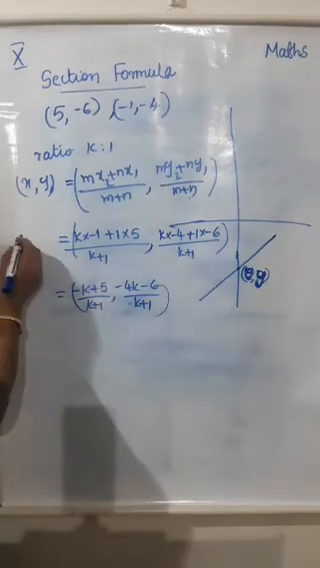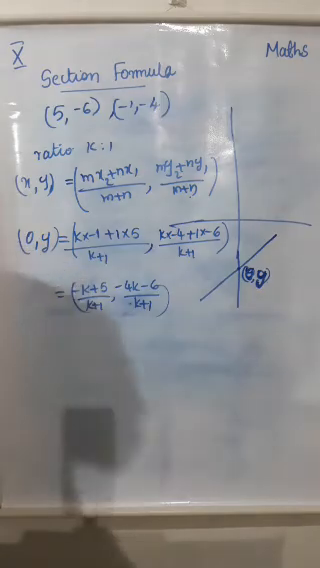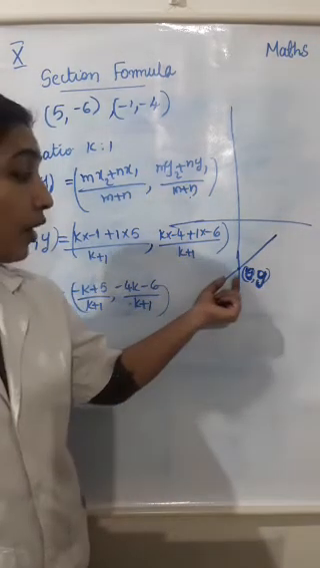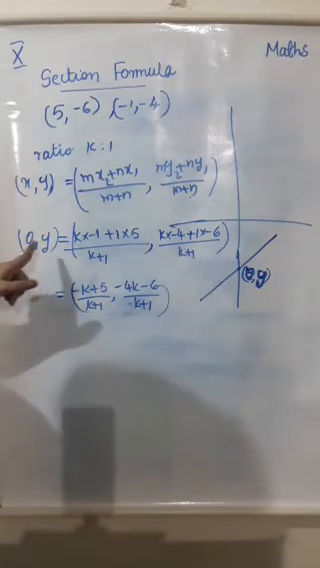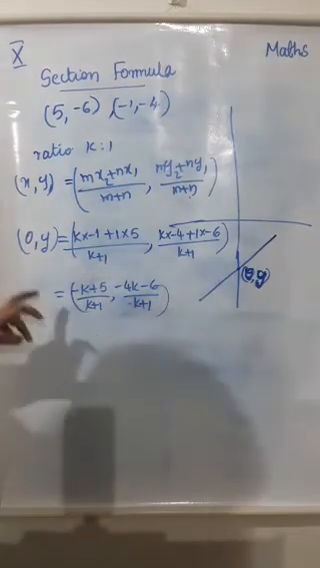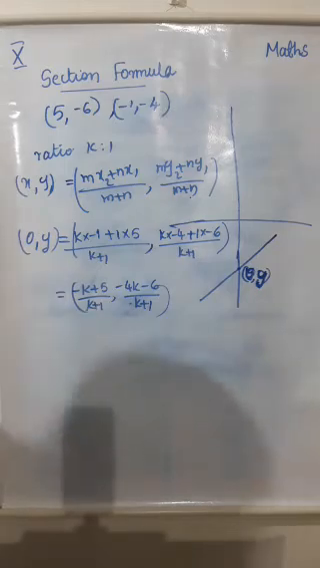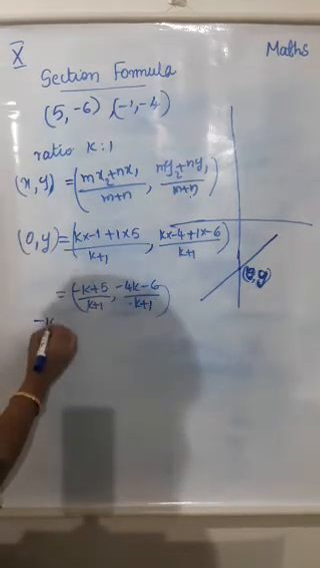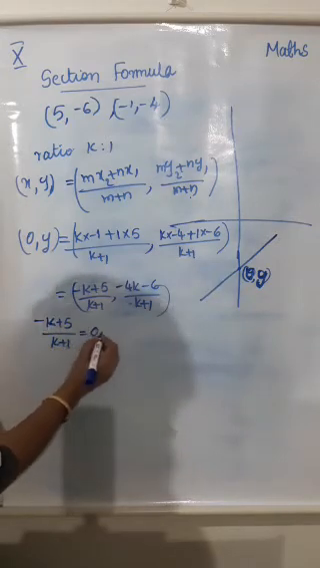So we take the point x, y as (0, y). Why do we take the point (0, y)? Because the question says the point lies on the y-axis. Then take (negative k plus 5) by (k plus 1) equal to 0. We know that the x coordinate is 0. So (negative k plus 5) by (k plus 1) equal to 0.